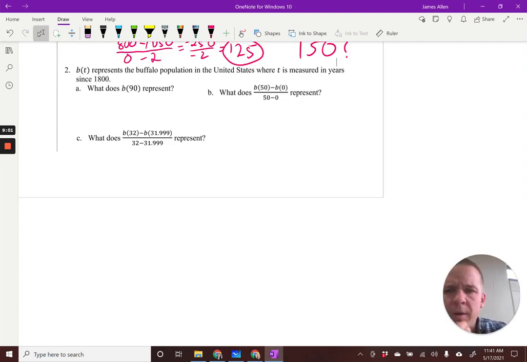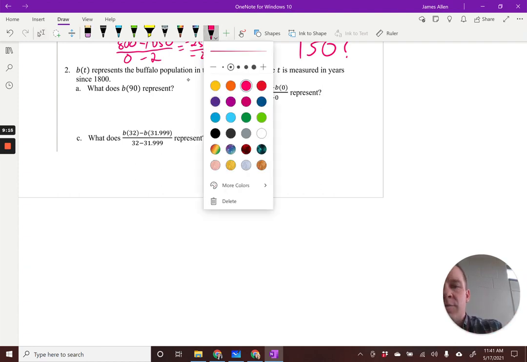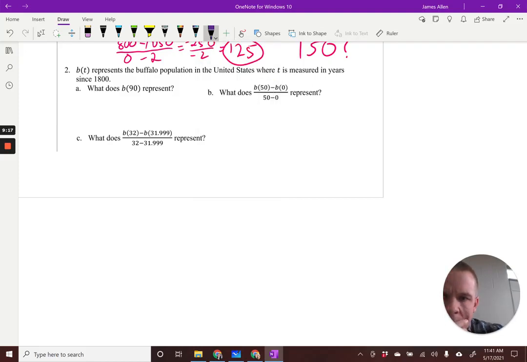So a totally different style problem here. It says B of T represents the buffalo population in the United States, where T is measured in years since 1800. Okay? Lots of buffaloes back in the day. What does B of 90 represent is the question. Well, that would mean that's the number of buffaloes present in 1890, right? If I plug 90 in and evaluate the function, the output would be the number of buffaloes present in 1890. So there we go. Buffalo population in 1890. Awesome.